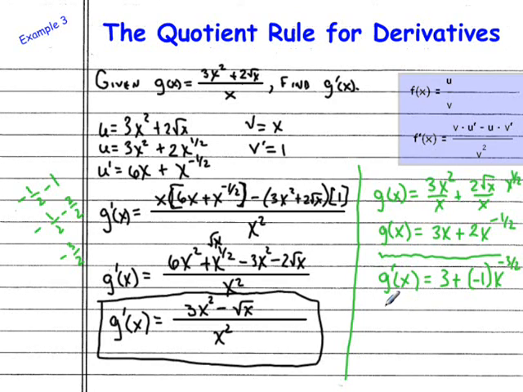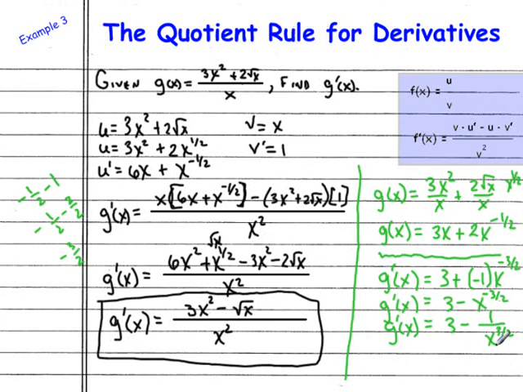And of course g prime of x could be written as 3 minus x to the power negative 3/2. And we would say, oh my goodness, these answers are nothing alike at all. Well, of course, we would never leave a negative exponent. And so we could write g prime of x actually as 3 minus 1 over x to the power positive 3/2.